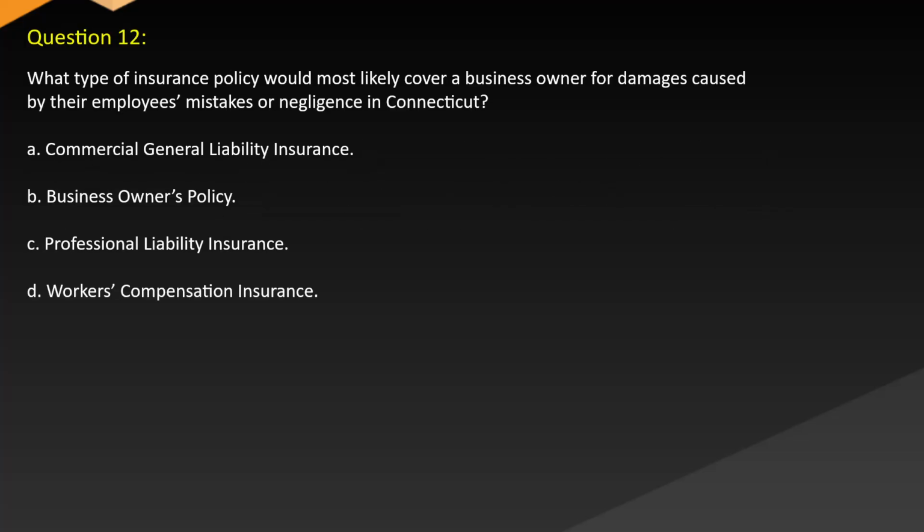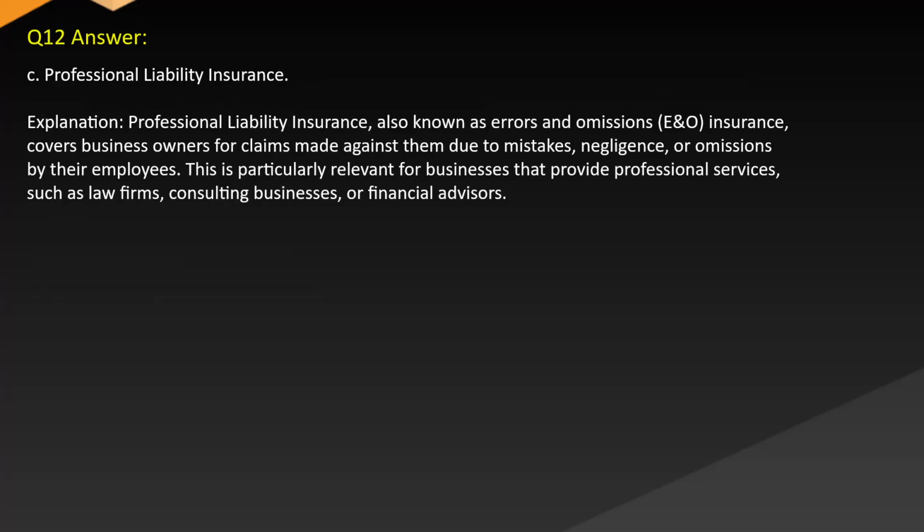What type of insurance policy would most likely cover a business owner for damages caused by their employees' mistakes or negligence in Connecticut? A. Commercial general liability insurance. B. Business owner's policy. C. Professional liability insurance. D. Workers' compensation insurance. Answer. C. Professional liability insurance.